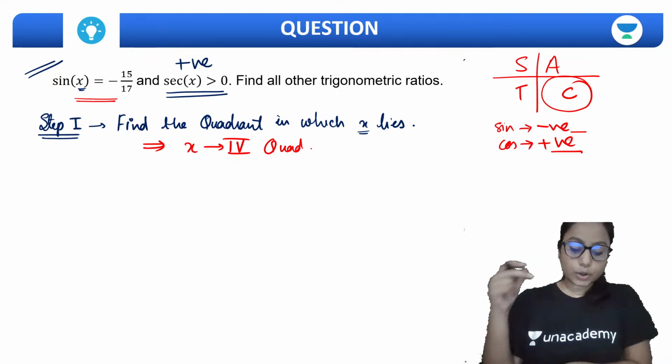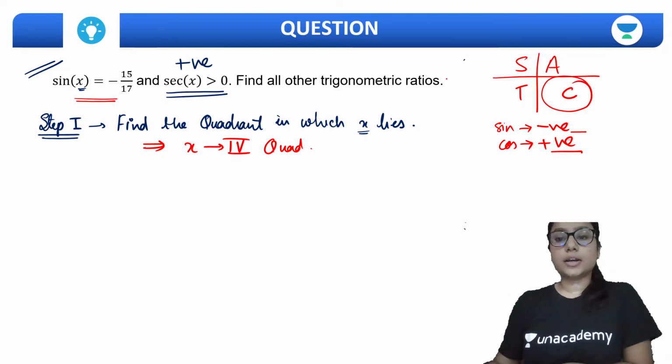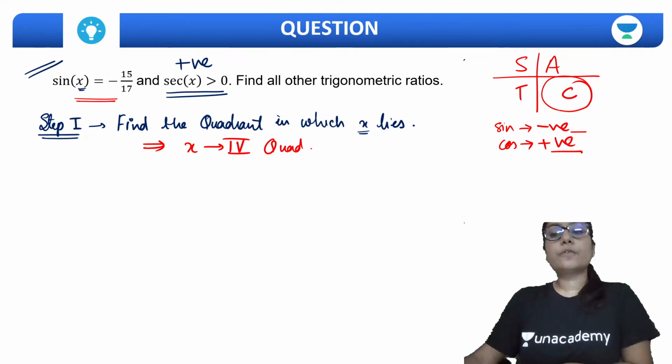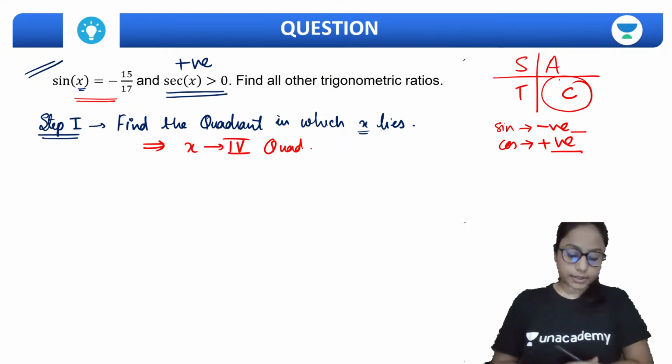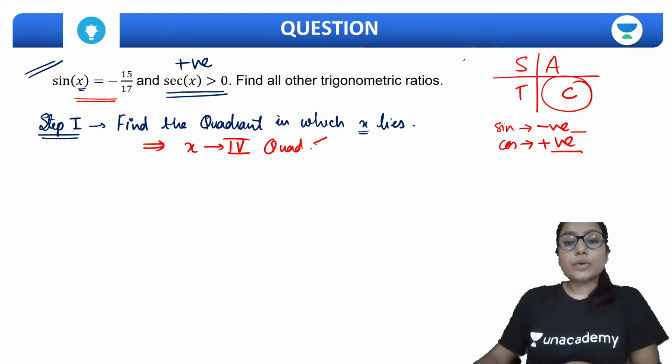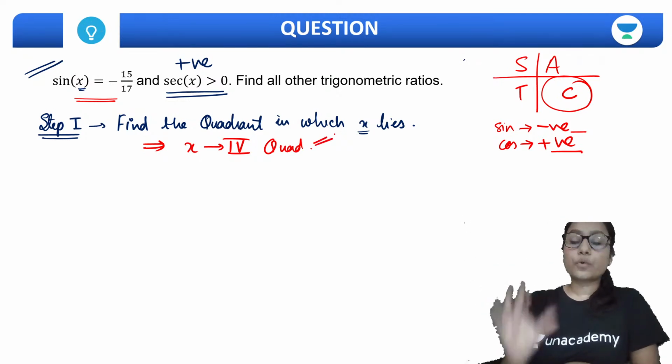Yes, Thomas, you are saying cos is positive in first and fourth, correct. But sine has to be negative. Sine negative will be only in the fourth, not in the first. So fourth quadrant. So you have to solve this question for the fourth quadrant.